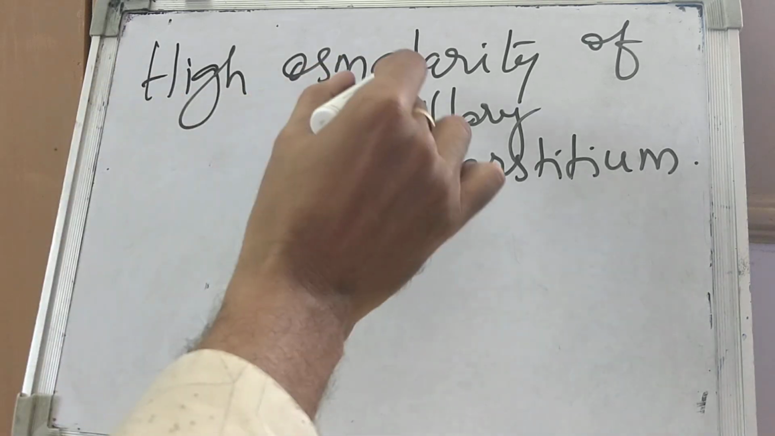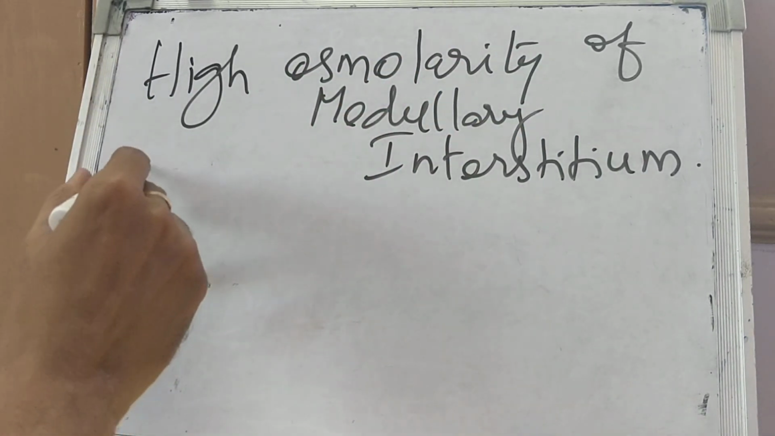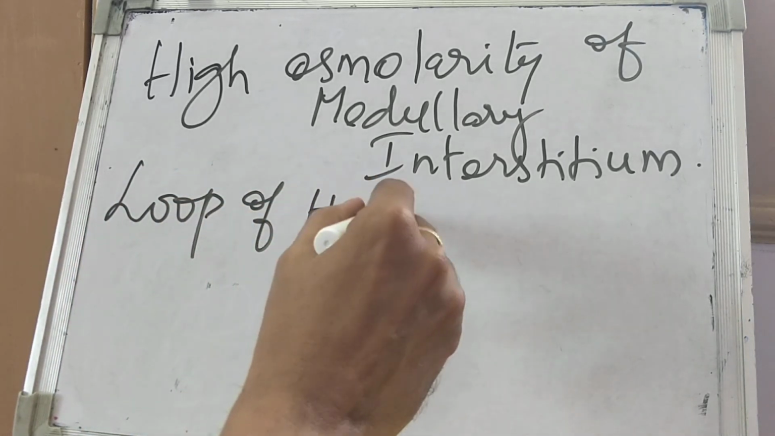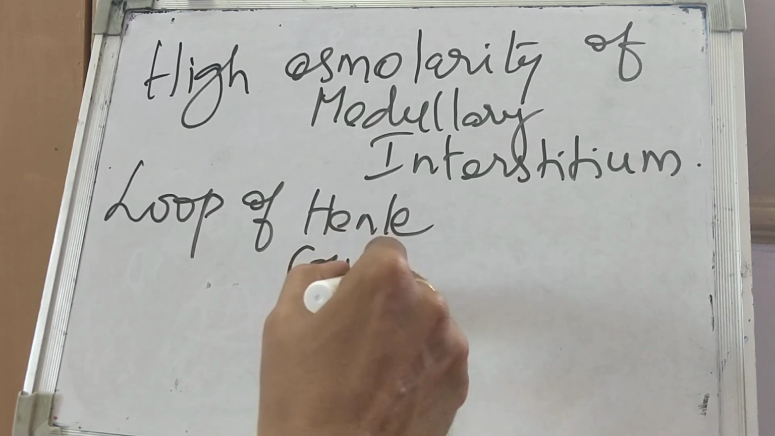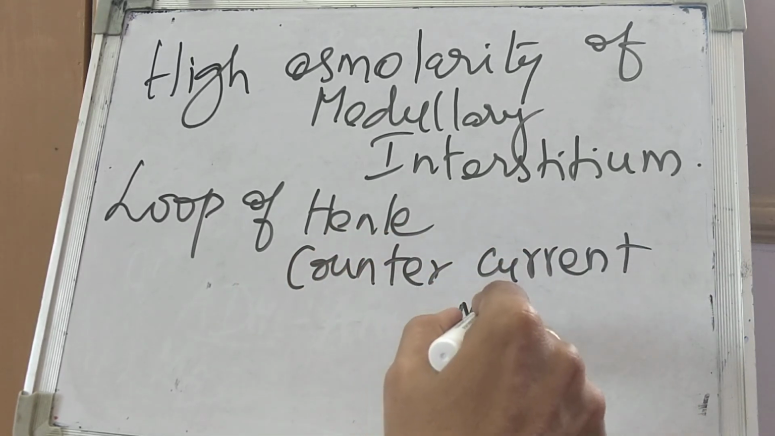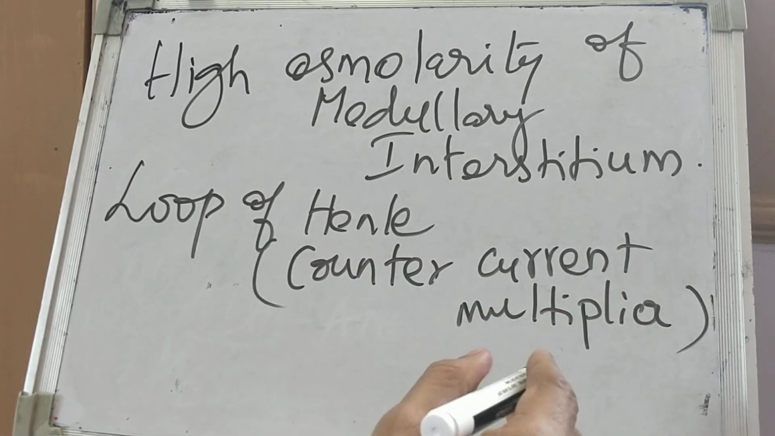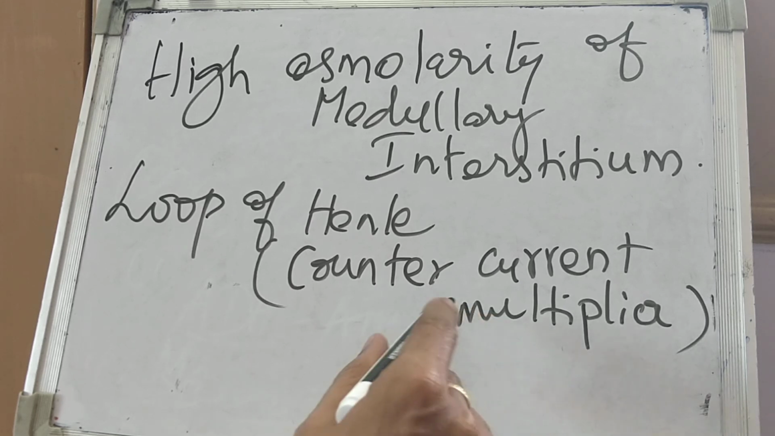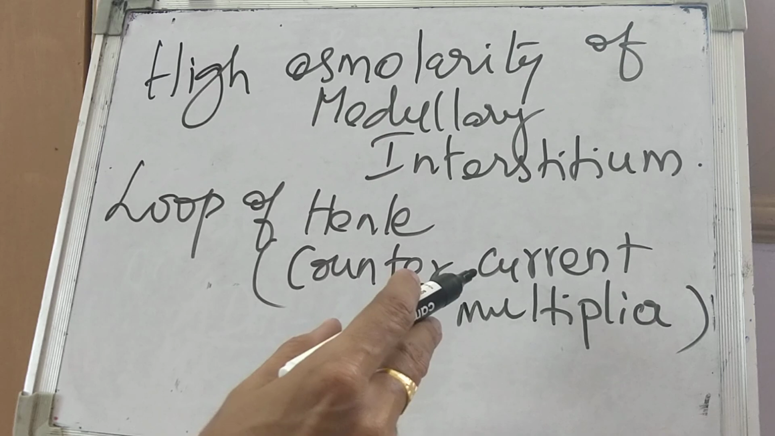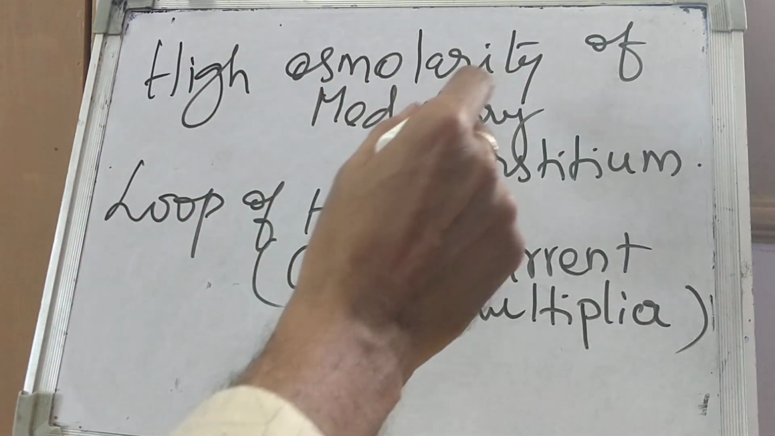The high osmolarity of the medullary interstitium is created by the loop of Henle, by a mechanism called countercurrent multiplier. So the countercurrent multiplier is nothing but the loop of Henle, which acts as the countercurrent multiplier, and this helps in the creation of the high osmolarity of the medullary interstitium.